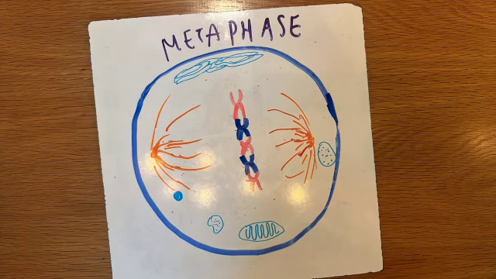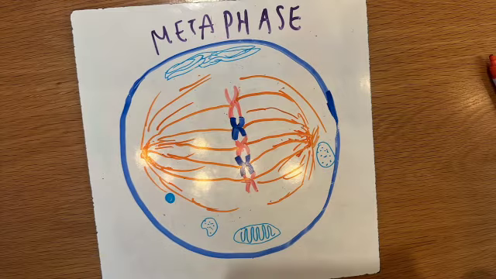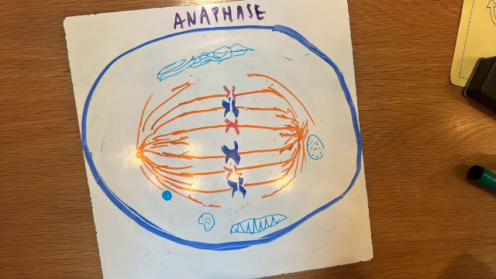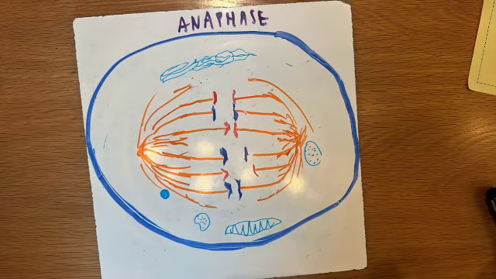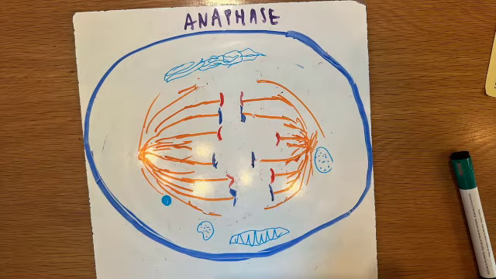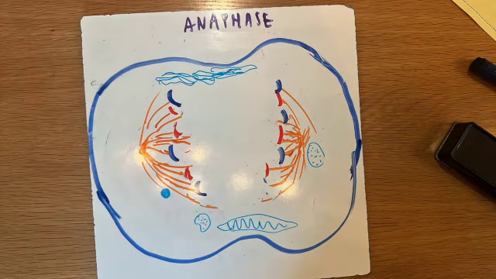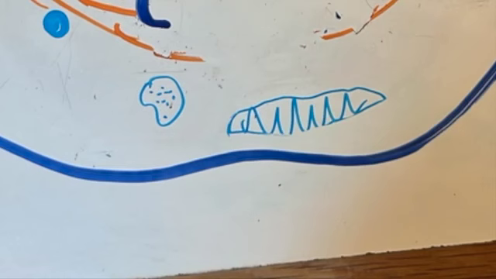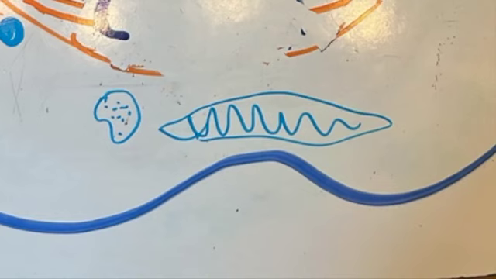Metaphase is where the spindle captures chromosomes by attaching to the centromeres and lines them up in the middle of the cell. In anaphase, the shortening of the spindle fibers separates the sister chromatids to the opposite poles, ensuring that each daughter cell has a complete set of chromosomes. The cell also begins to elongate and pinch inwards at the midline.